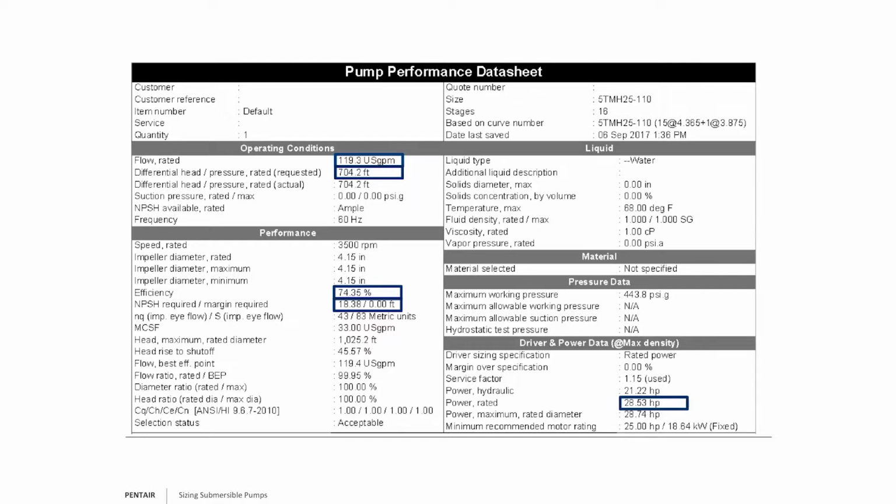You'll also see the power rated at the best efficiency point is 28.53. Now, the power at the maximum rated diameter is 28.74. And I know customers would ask me, can you trim that impeller in a submersible? And the first reaction is no. But remember, we're talking larger pumps here. We're talking 6, 8, and 10 inch, maybe even 12 inch or larger bowls.